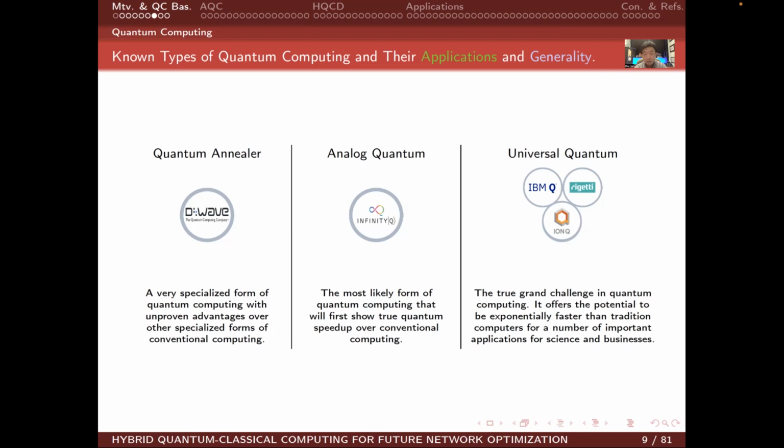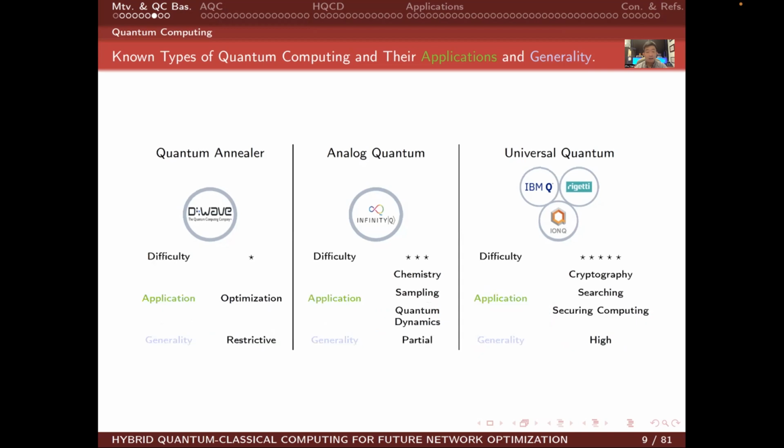However, the number of qubits is very limited for this one. And then here is this kind of summary. For the quantum annealing, it can implement a lot of qubits. So the application is limited to optimization. And for the other one, the application is very restrictive. And analog quantum is somewhere in the middle. Basically, the applications are chemistry, sampling, quantum dynamics, and the generality is partial.